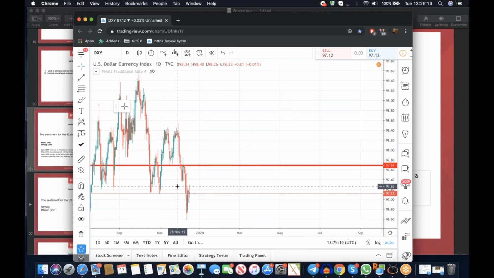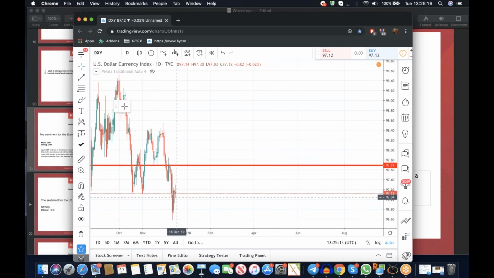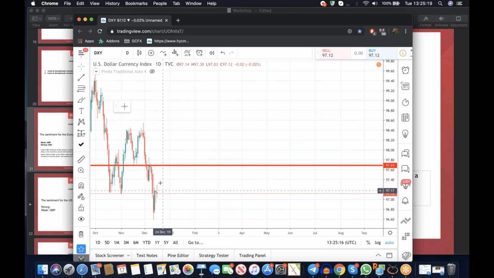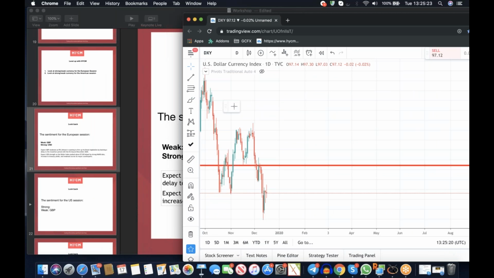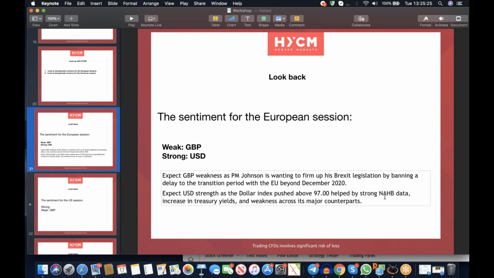It pushed above the 97 handle this morning. We've been selling off a little bit, but it was stronger this morning, so that's why the call was there. There was some strong NAHB data, an increase in Treasury yields, and we had that risk-on tone from yesterday. So for me, a pound US dollar short made sense.